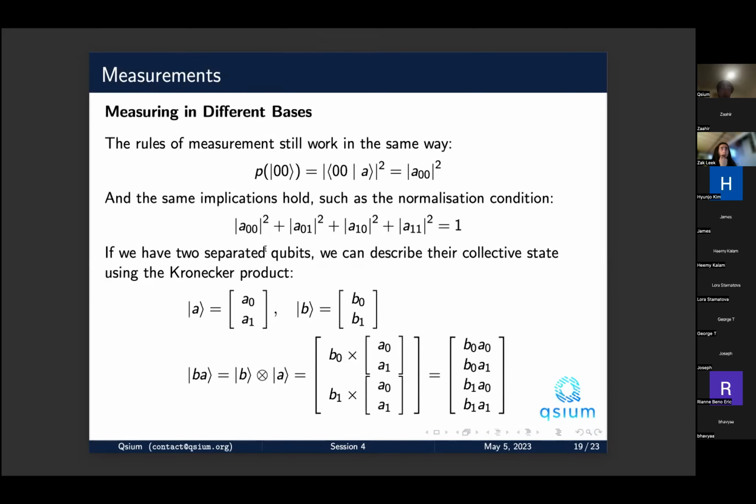This is about measuring in different bases. We had a brief look at it before, but have another look at how we actually measure in different bases, and if we want to measure the state ket 0, 0, how does that work? It turns out we follow a very similar rule, just like we did for a single qubit, and the same implications hold, such as the normalization condition, where the probabilities must sum to 1.